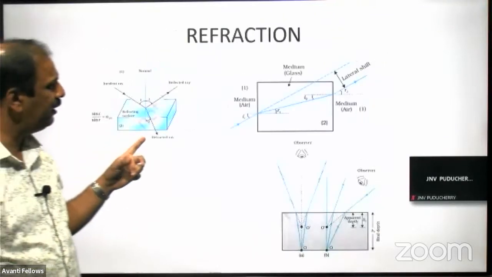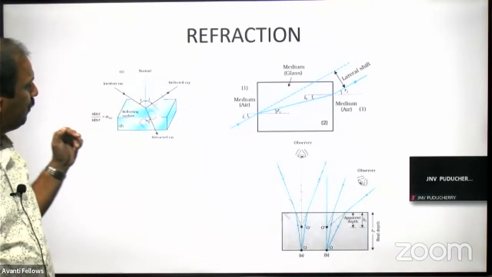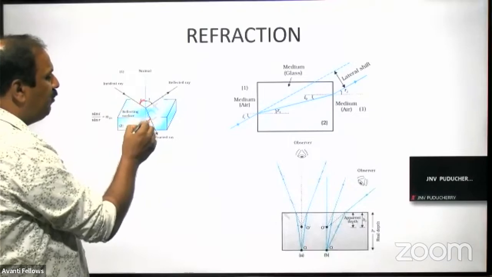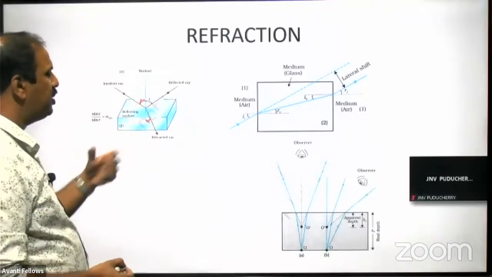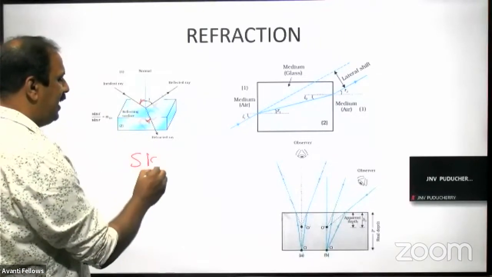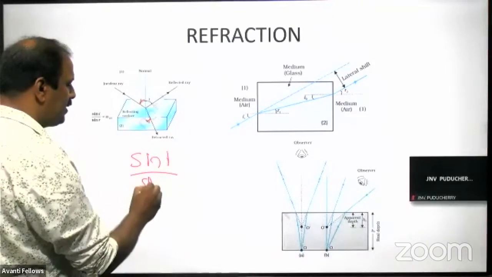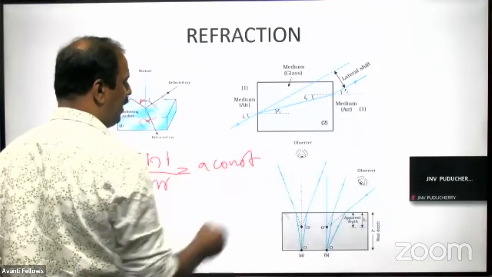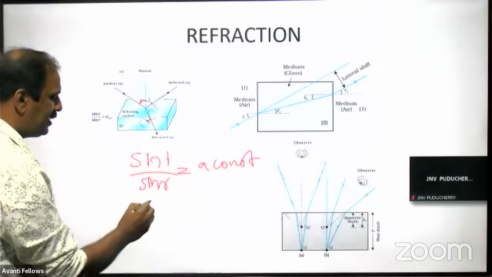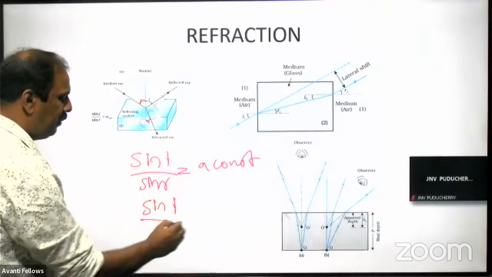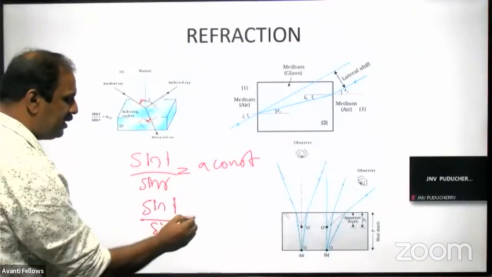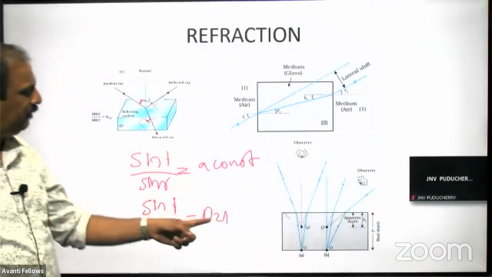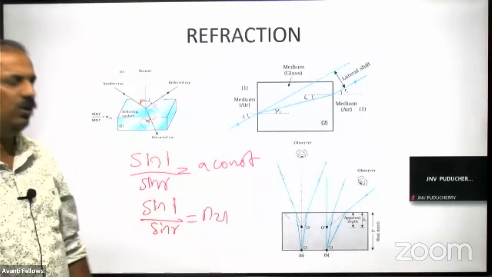And we have a second part. So what is the second part? The second part is that the sine of the angle of incidence and the sine of the angle of refraction, if you take the ratio, is a constant. That is, sin i by sin r is a constant. This constant is called the refractive index. sin i by sin r is equal to n21. What does n21 mean? Refractive index of the second medium with respect to the first medium.